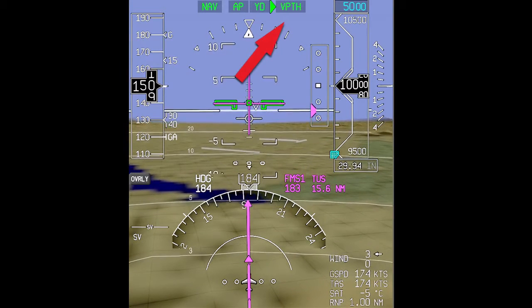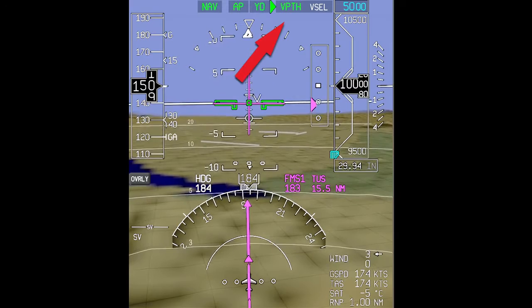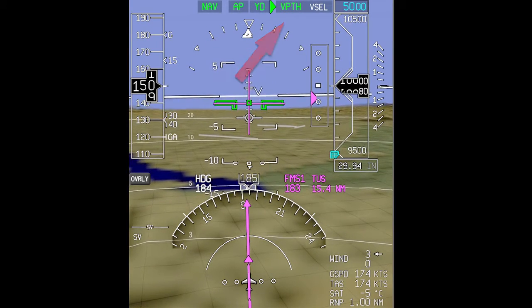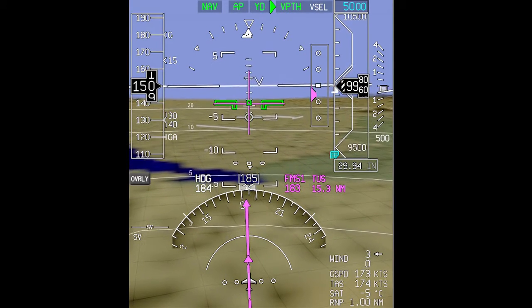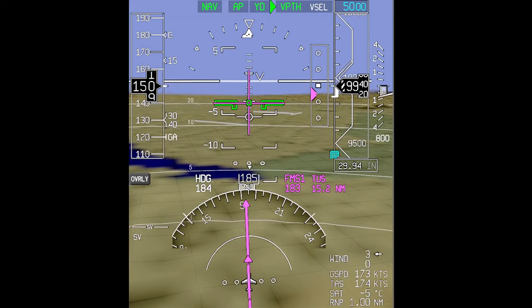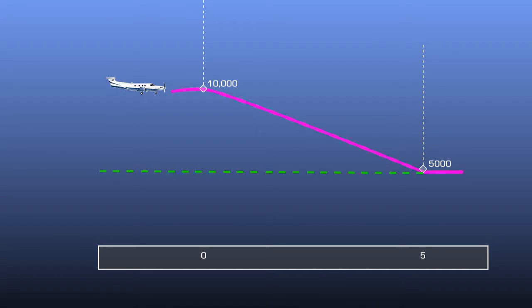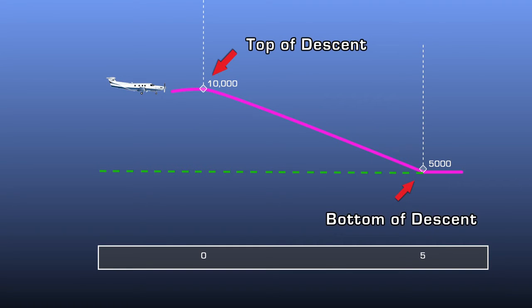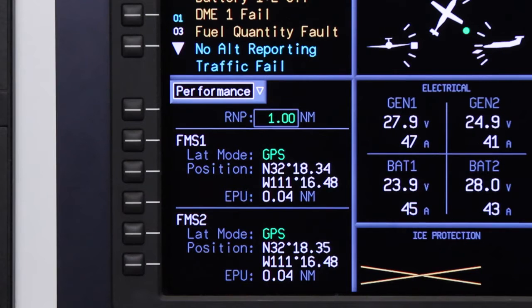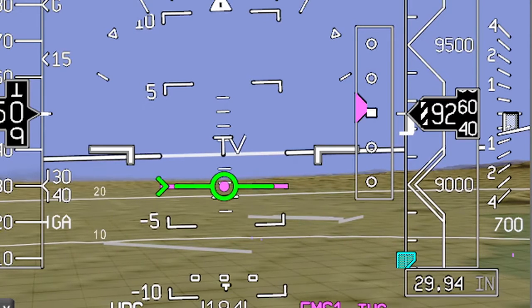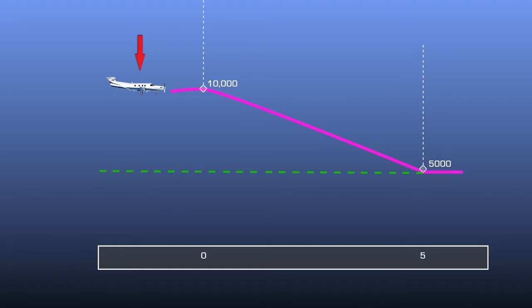VPath is a submode of VNAV. VPath creates a vertical descent path to a waypoint by calculating a top of descent point. This process results in a constant descent angle from the top of descent point to the active waypoint altitude constraint, also known as the bottom of descent. VPath uses FMS position data and barometric altitude to determine the position of the aircraft in relation to the vertical descent path.